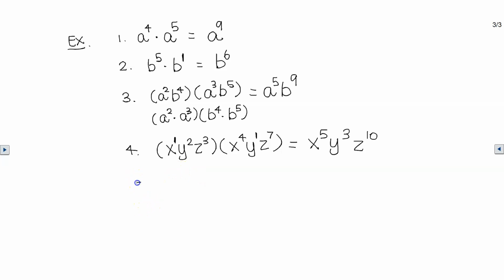Now let me add one more thing to this. Let's say I had something like negative 2x squared times 4x to the 3rd. Now you'll notice what I've introduced into this problem are these extra numbers, the negative 2 and the positive 4. Now here's what you need to know about those. Those numbers, that negative 2 and that positive 4, are called coefficients.